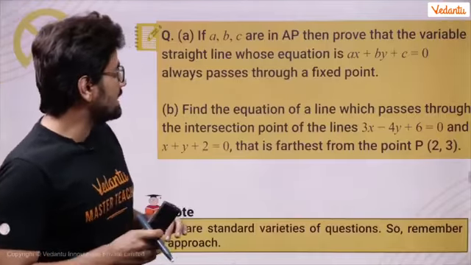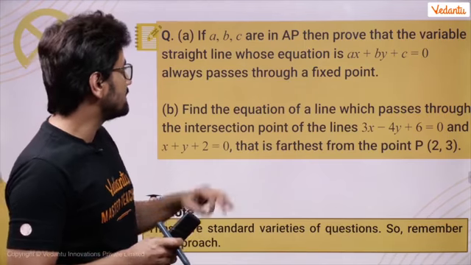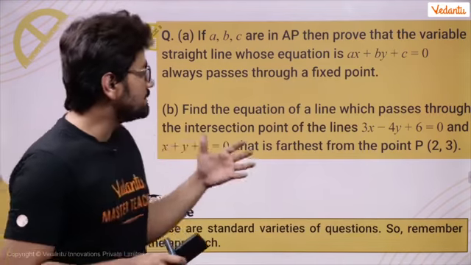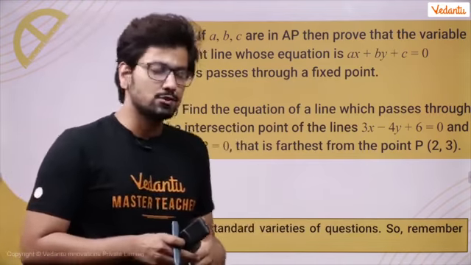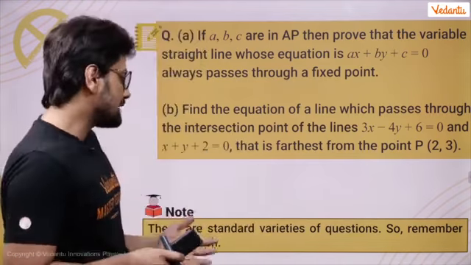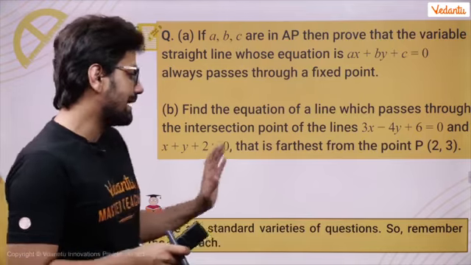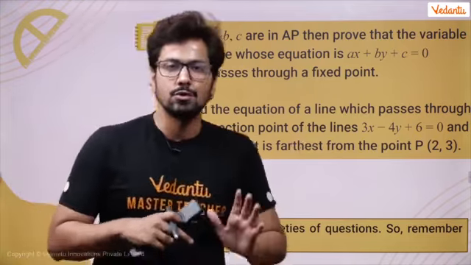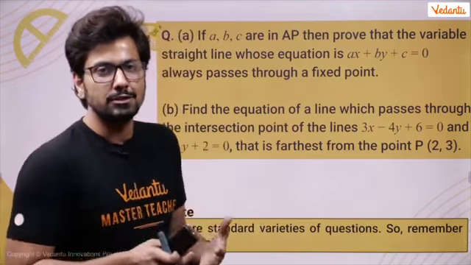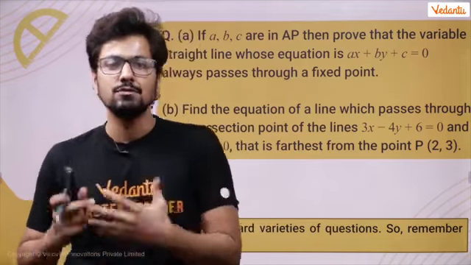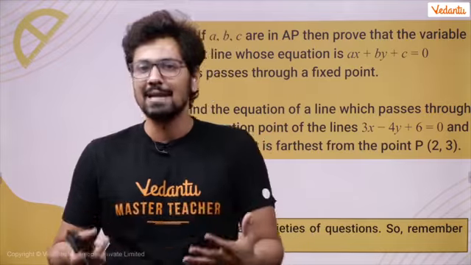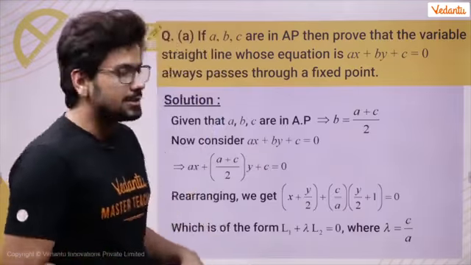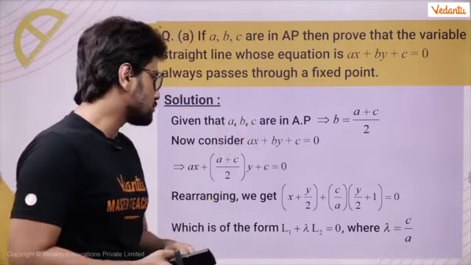Let's solve a question. If A, B, C are in AP, then prove that the variable straight line whose equation is ax plus by plus c equal to 0 always passes through a fixed point. So this is the first question. These are standard varieties of questions, so remember the approach, because you will be using this type of approach in many questions. We are going to solve this in two different ways, and this is the first way.